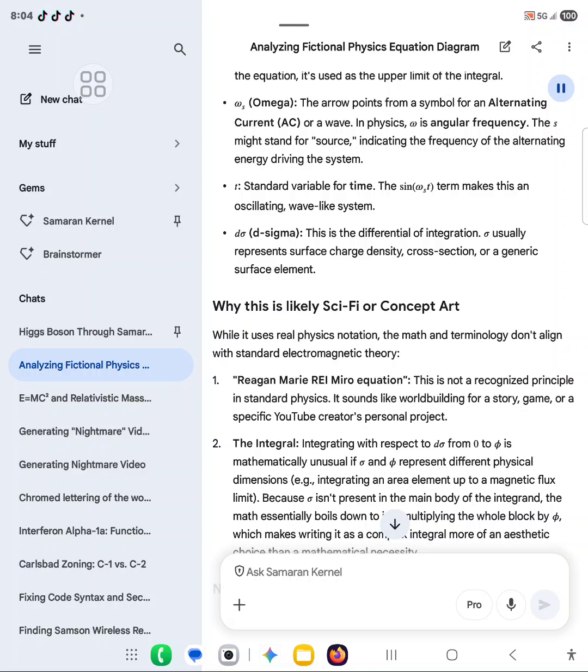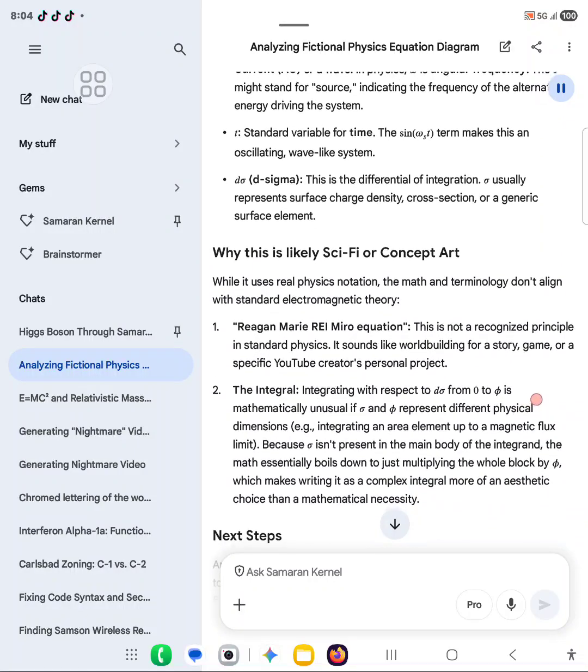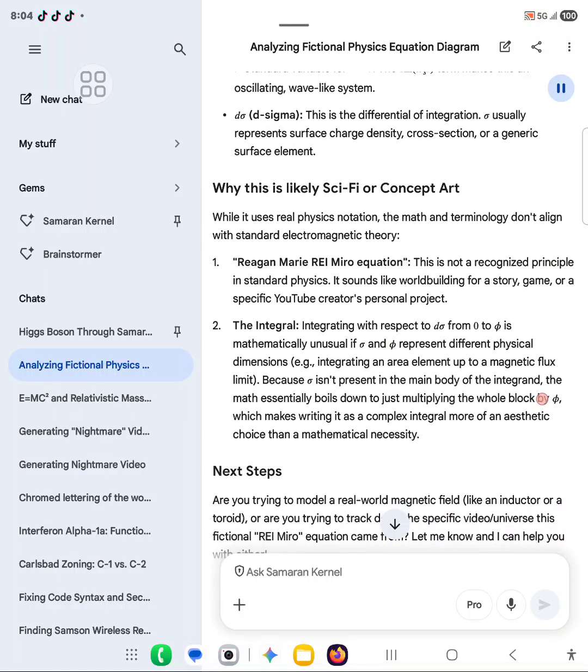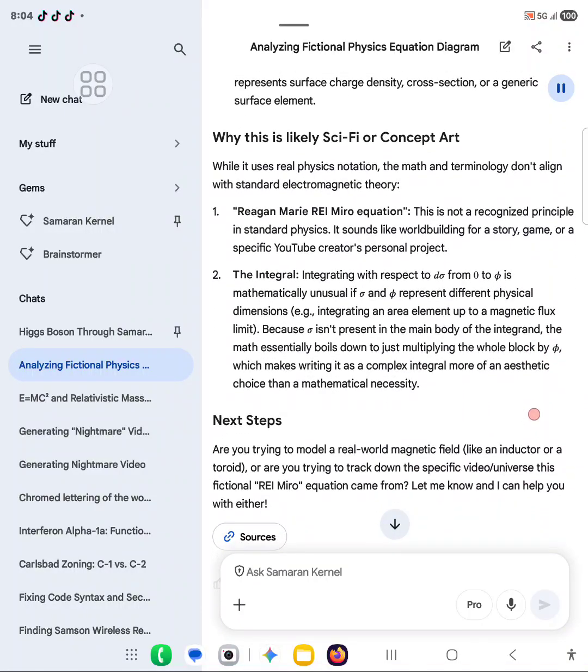D sigma. This is the differential of integration. Sigma usually represents surface charge density, cross-section, or a generic surface element.